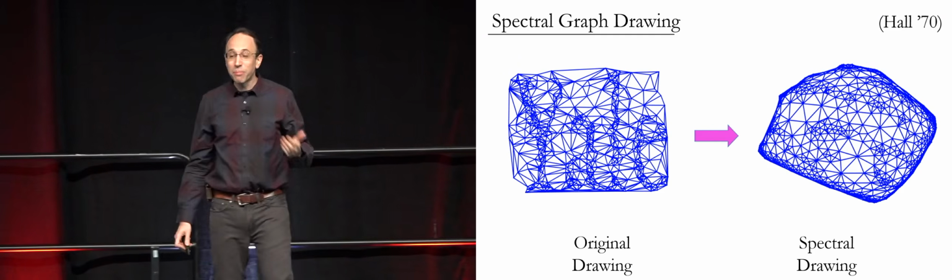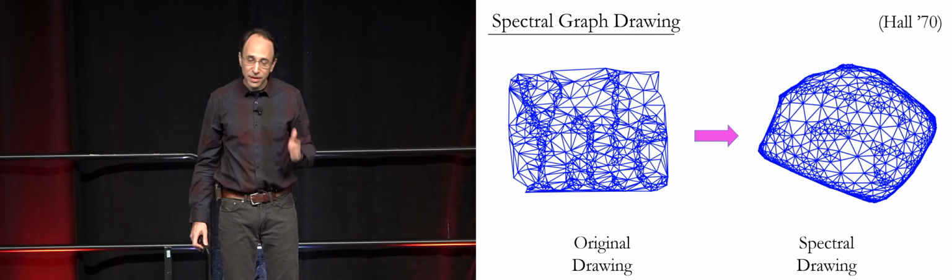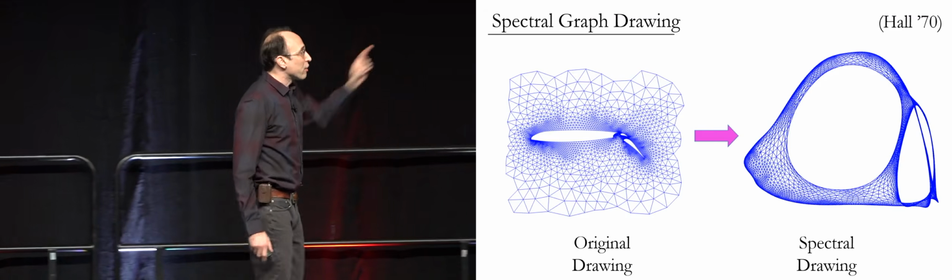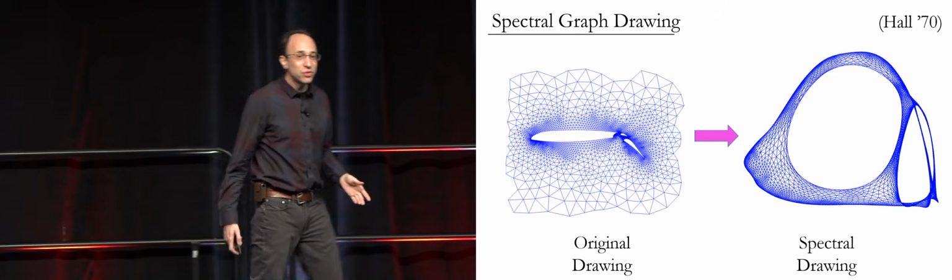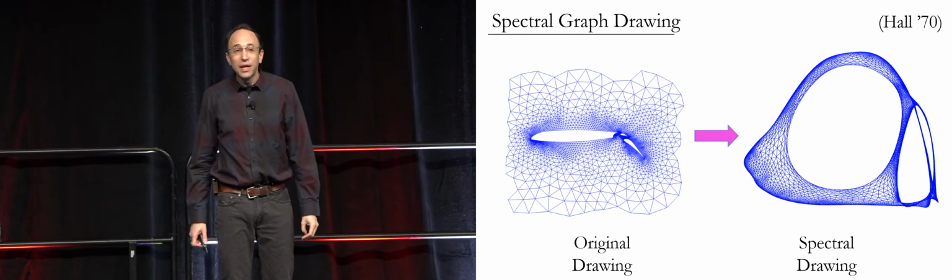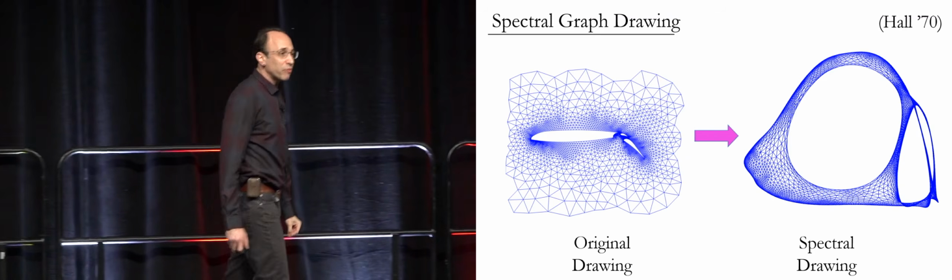Okay, but it gives you a remarkably good picture of this graph. And this keeps happening. So here's one of my favorite examples. This is the airfoil mesh. If you're a MATLAB user, type load airfoil. This is one of their example matrices they give you. It comes from modeling airflow around an airplane wing.